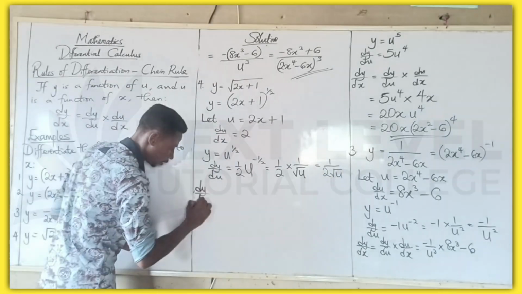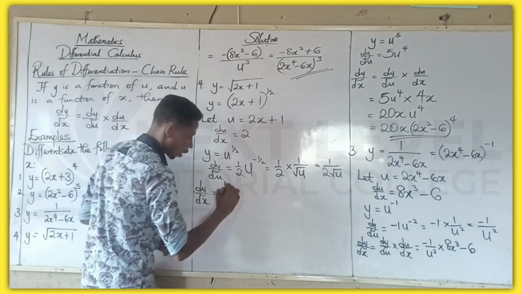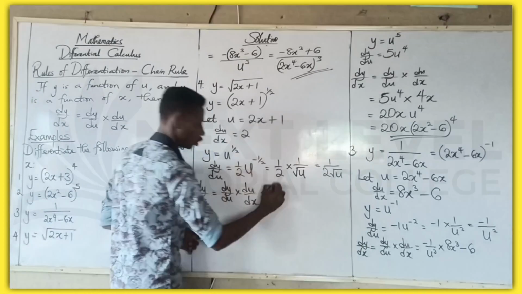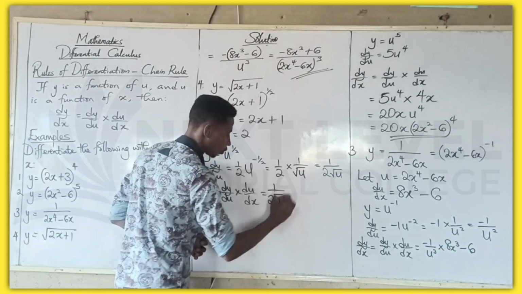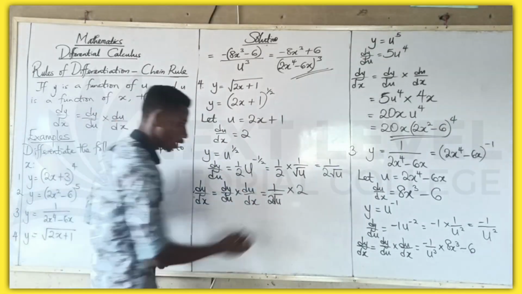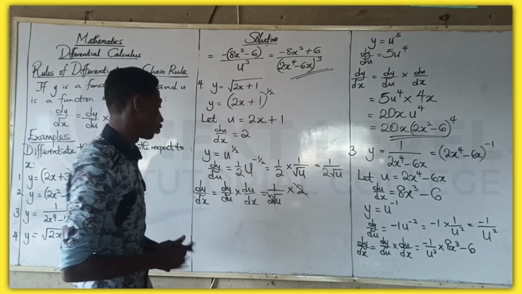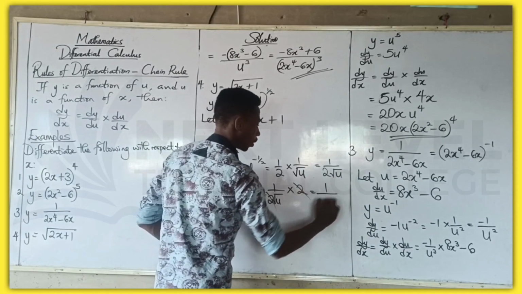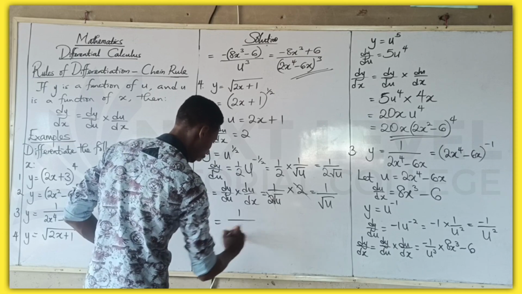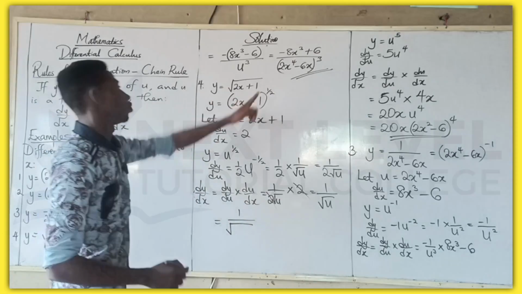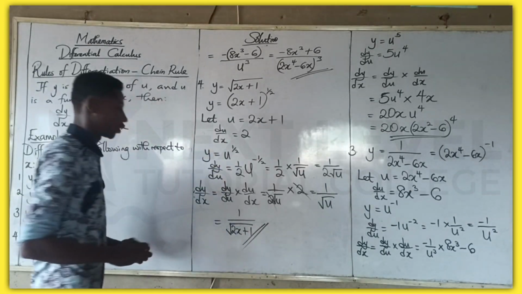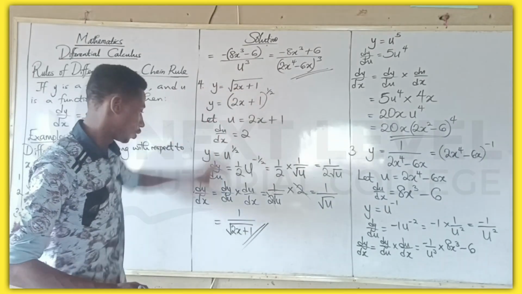Now, dy/dx. That is dy/du times du/dx. dy/du is 1 over 2 root u, times du/dx, which is 2. So they are multiplying, they can cancel out 2. You can say 2 cancels 2. And our answer is 1 over the square root of u. So for the final answer, we bring back u as 1 over the square root of 2x plus 1. That is our answer.